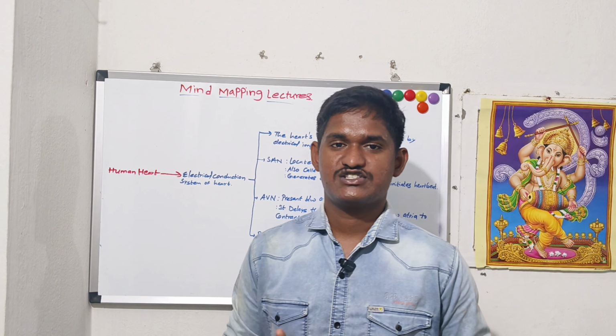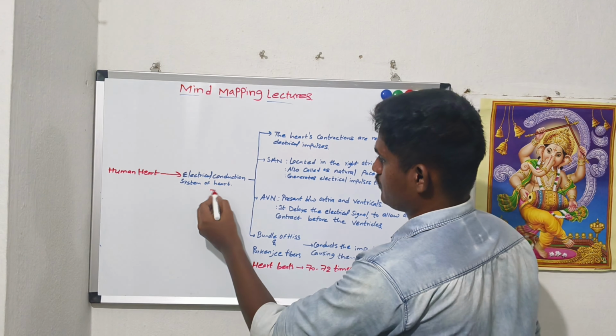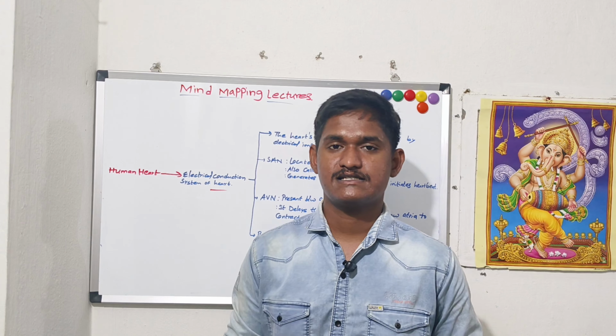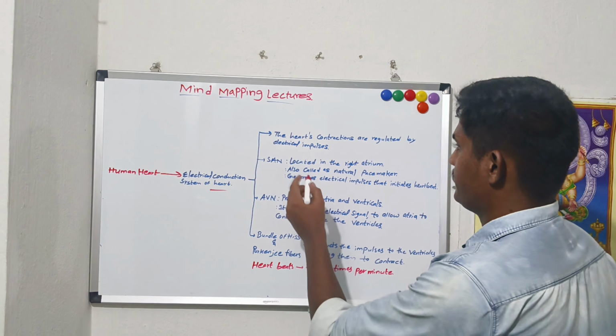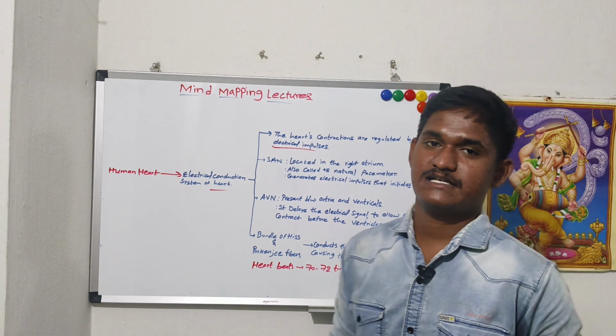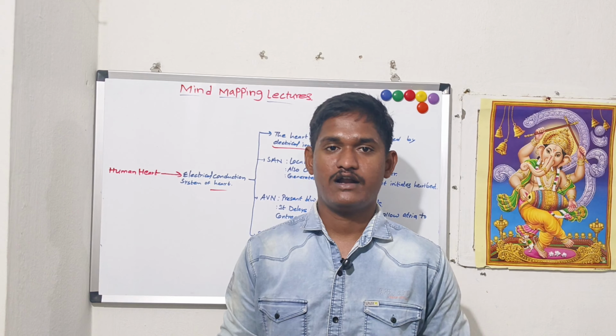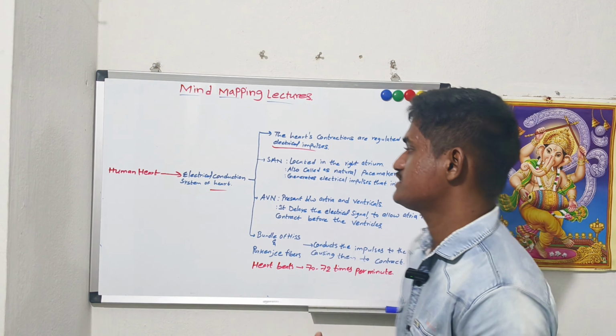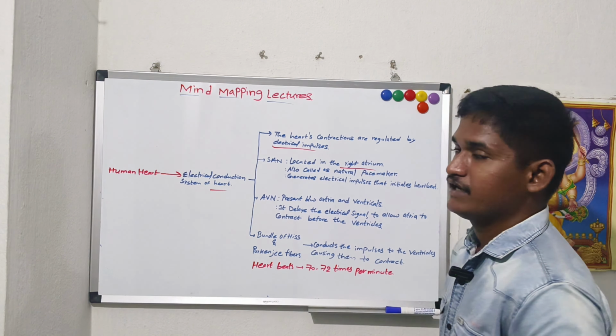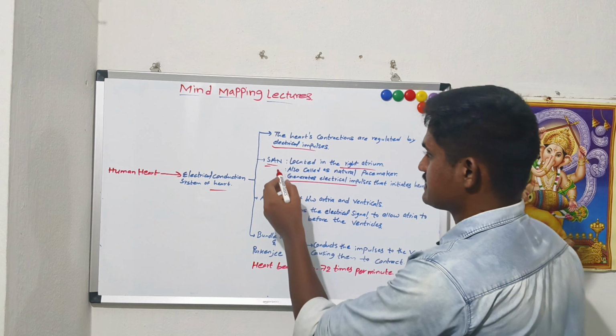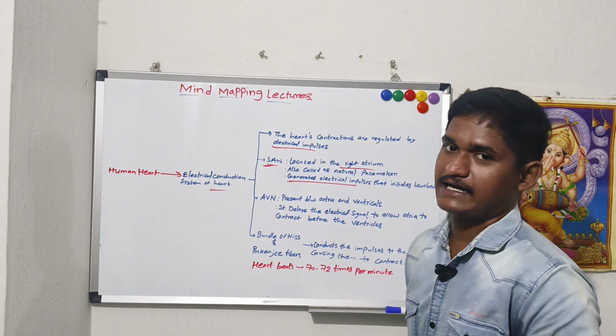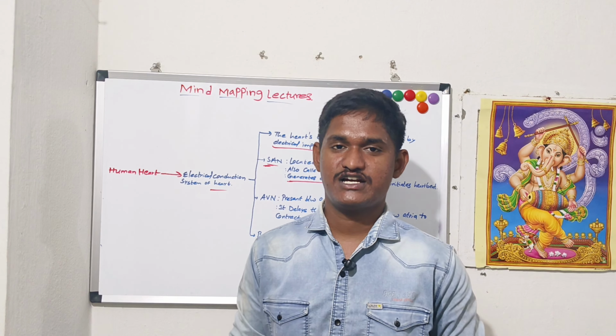Electrical conduction system of the heart. The heart's contractions are regulated by electrical impulses. These electrical impulses are generated by the sinoatrial node. Sinoatrial node is present in the right atrium. It is also called the natural pacemaker. This sinoatrial node generates electrical impulses that initiate the heartbeat.